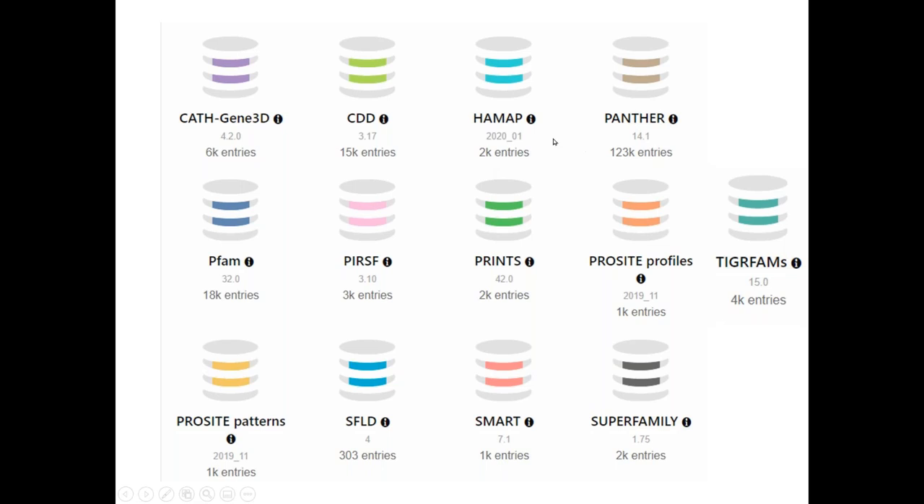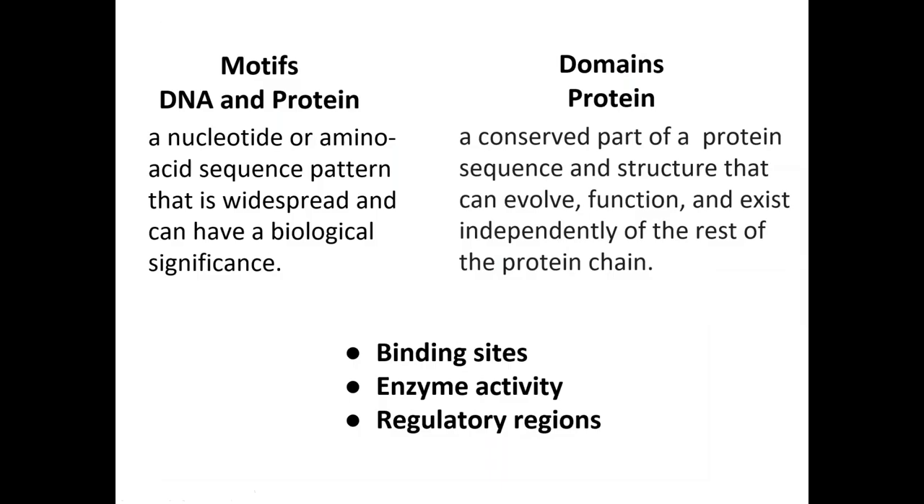So for example, the CDD, which is the Conserved Domain Database, has about 15,000 entries. It is a collection of well-annotated multiple sequence alignment models, right? Whereas the SUPERFAMILY database has only about 2,000 entries, and it is based on a collection of hidden Markov models, which represent structural protein domains. So protein domains are associated with function, and these are well-classified and well-documented. We've talked about motifs and domains, and I just want to clarify that motifs are recurring nucleotide or amino acid sequences, while domains refer to a conserved portion of a protein. Motifs and domains can function as binding sites, can have enzymatic activity, and are often involved in the regulation of transcription by binding through regulatory regions.